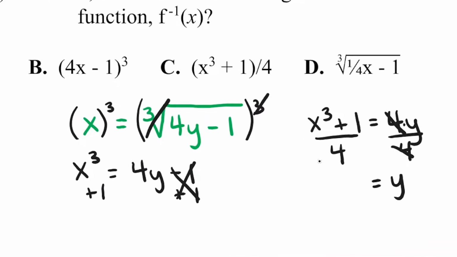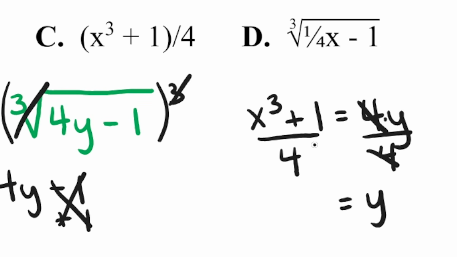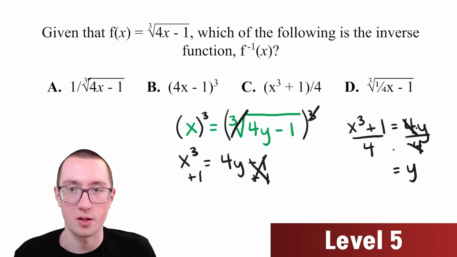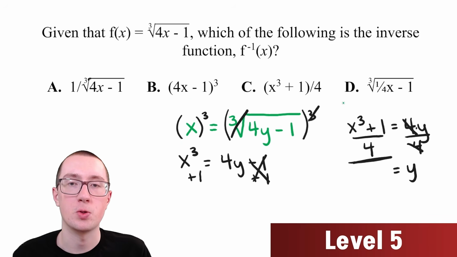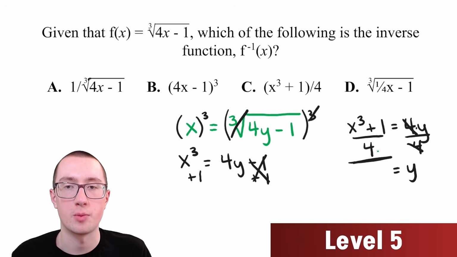But on the left side, there's nothing that we can divide out here. We can't divide x cubed by 4, and we can't divide 1 by 4. So it's actually just going to stay like this. And if we take a look at our answer choices, we'll see that x cubed plus 1 divided by 4 is answer choice C, which means that the answer to our problem is C. That is the inverse function.